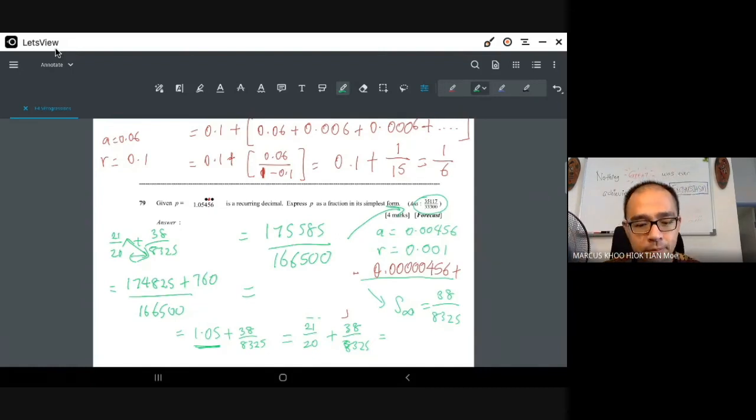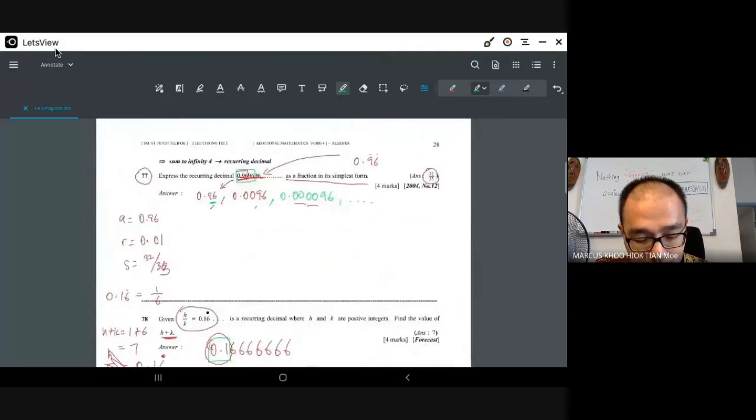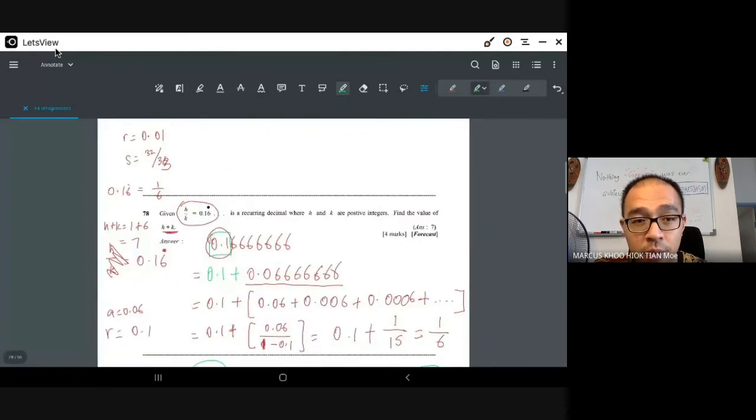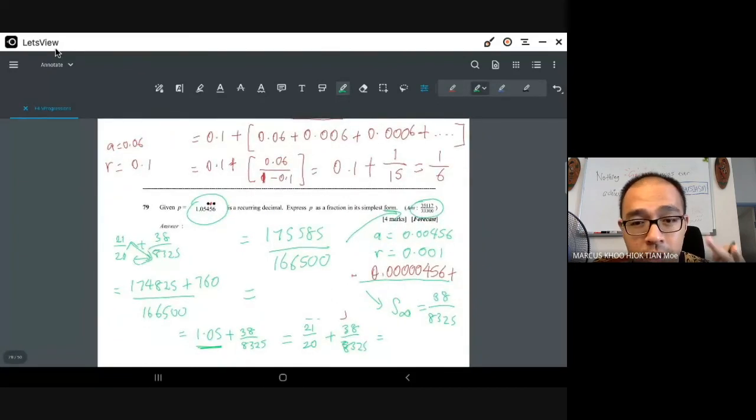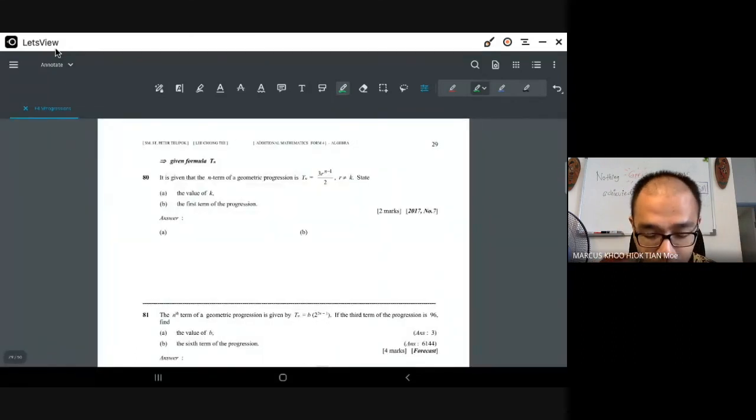So this is a slightly more difficult one. But the idea is still the same. No matter what happens, the part that is not recurring, the one that is not repeating itself, is the one we must take out first. And then only we add it in at the last minute. Just like this question, and just like the question that we just answered. Everything that is not repeated, we take it out. We form a new geometric progression.